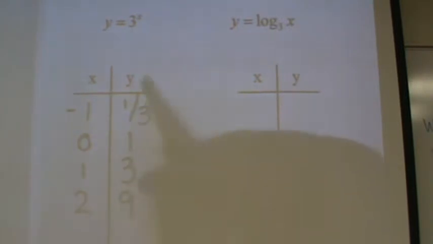So if we were to graph these points, over 1, up a third, 0, 1, 1, 3, and 9. This is what an exponential function looks like right here. Now if I asked you what is the domain of this, well, we can do all real numbers. And the range is going to be greater than 0. This thing will never hit the x-axis or fall below it.